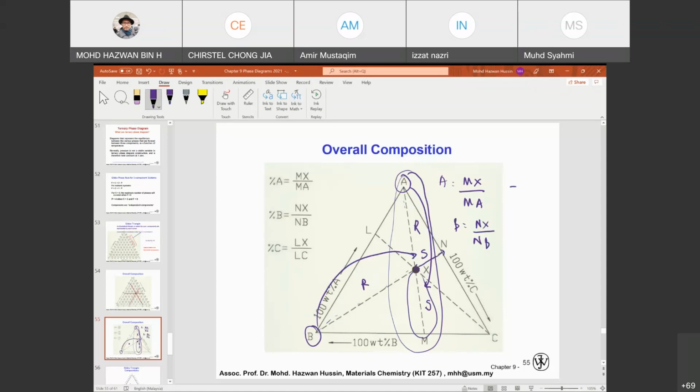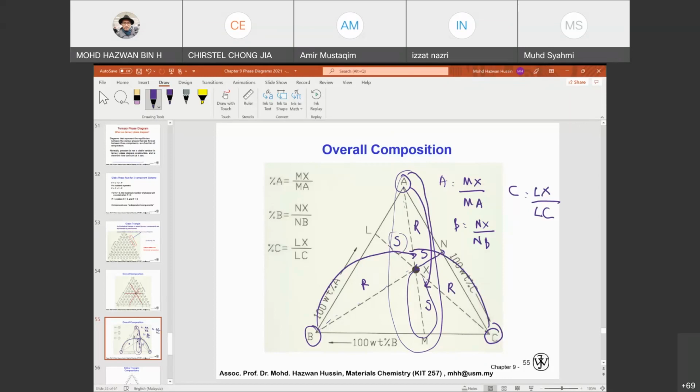And finally for C, okay, C is located over here. So still the same, we name it R and S. Okay, the opposite line is S over here. So S is actually LX, okay, over the total length, LC. Okay, so this is actually how you can calculate the composition, the overall composition of point X.